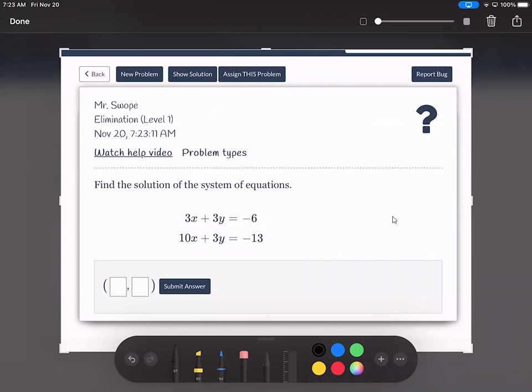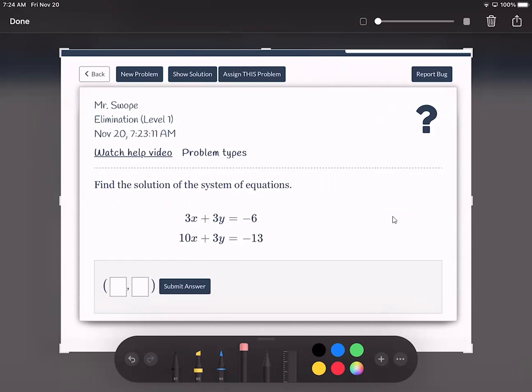Looking at this question, we have 3x plus 3y equals -6, and 10x plus 3y equals -13. You want to look at which variable has the same coefficient. In this problem, our y's both have a 3 in front of them, so that's what we should see right away. So we have to ask ourselves the question, how do we cancel out our y's? Do we add or subtract?